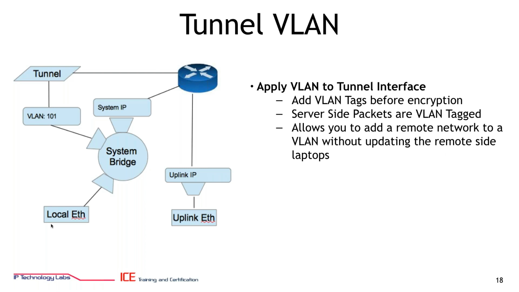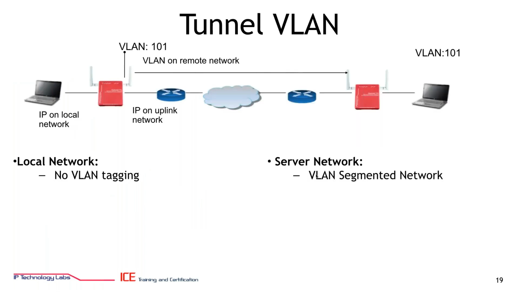And so here you can see we've got a local Ethernet interface connected to the system bridge. The system bridge is connected to a VLAN interface, and the VLAN interface is connected to the tunnel. So now we've got a head office network with VLAN 101 for its data traffic. I'm adding a new remote network that does not have any VLAN capabilities. Instead of adding a VLAN-aware switch on the remote network and adding the VLANs, I can have that VLAN added on the device.